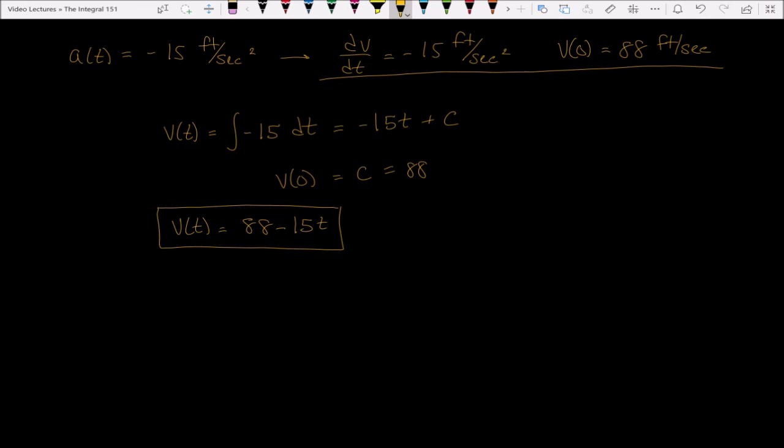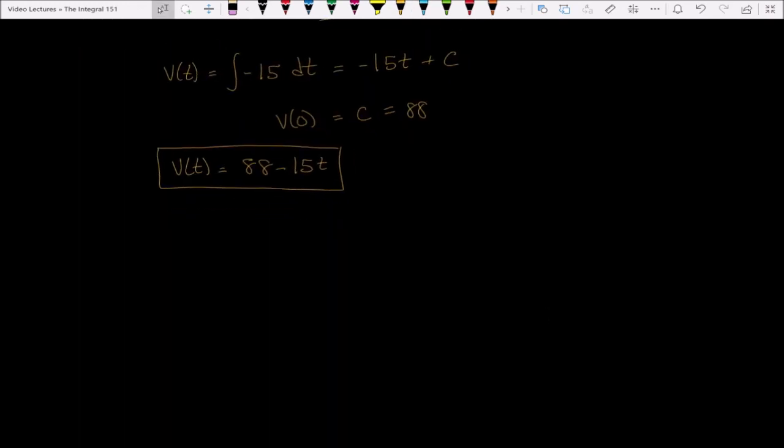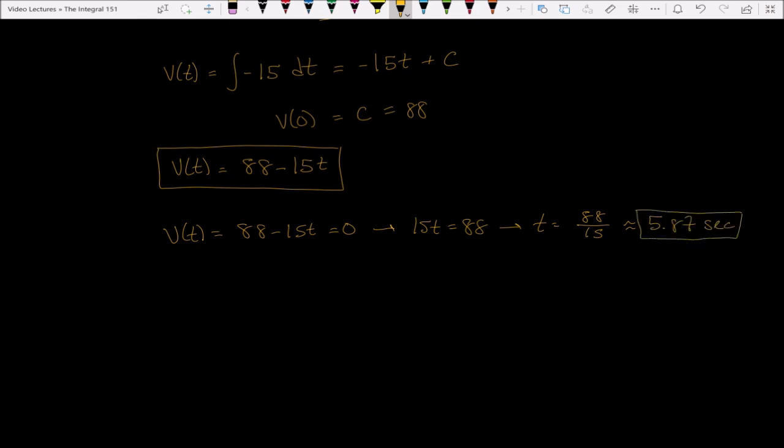We now use this to solve the first question, which is how many seconds elapse before the car stops. So we want to solve v of t equal to 0. This means that 15t is equal to 88. So t is 88 over 15, and that is about 5.87 seconds. So it takes just about 6 seconds for the car to stop.